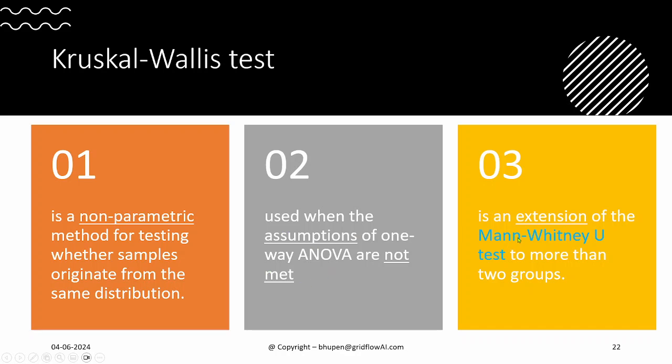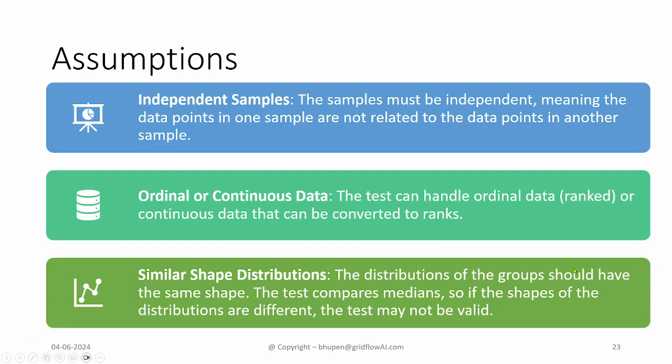Essentially, it's similar to the Mann-Whitney U-test that we saw in the previous lecture as an alternative to the standard t-test. So this is similar to that, and it's an extension of the Mann-Whitney U-test when we have more than two groups. The assumptions before you perform the Kruskal-Wallis are that the samples must be independent, the data can be either ordinal or continuous, and it should have a similar shape distribution.